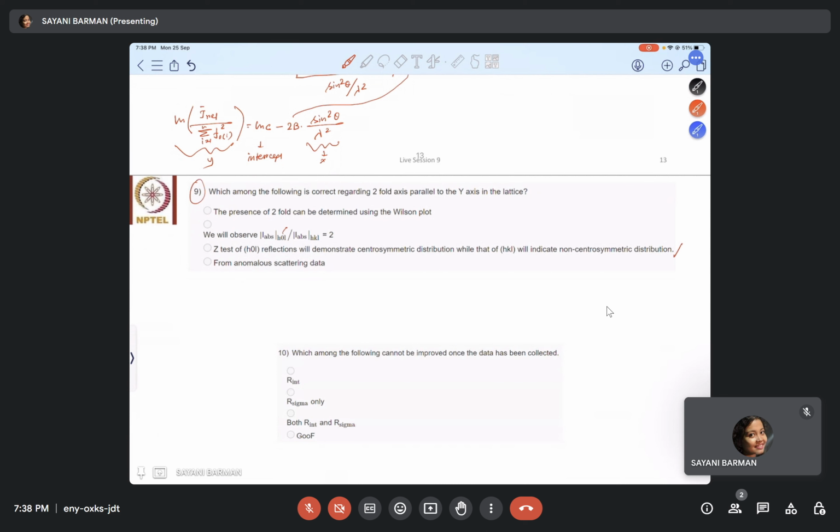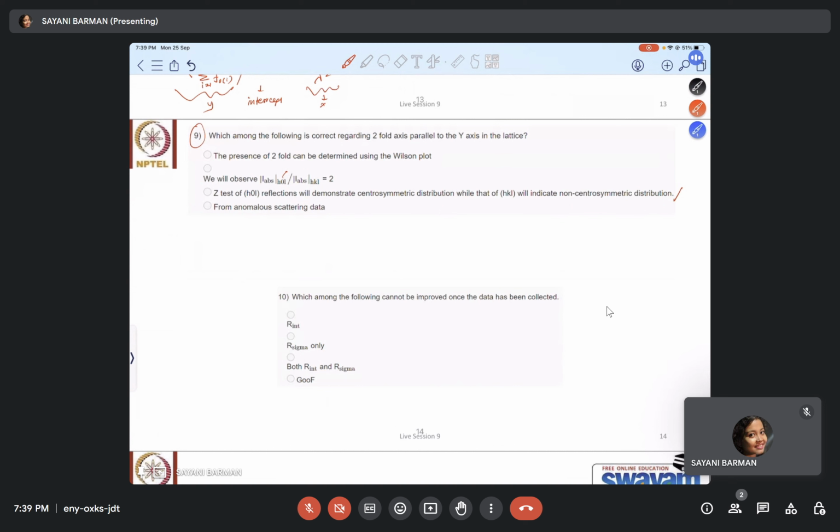Next one is, which among the following cannot be improved once the data has been collected? Looking only at it, I thought this is the option, and this is also an option. Then here it is given both. Yeah, so both is the option: R int and R sigma. Once you have collected your single crystal X-ray diffraction data, it cannot be modified.